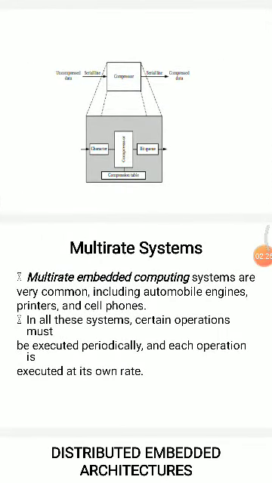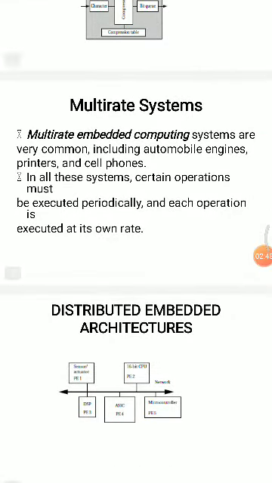Then what is meant by multi-rate systems? As usual, an embedded system should be a multi-rate system. Multi-rate systems are common, including automobile engines, printers and cell phones. In all these systems, certain operations must be executed periodically, and each operation is executed at its own rate. An example of a multi-rate system is the engine control unit. The engine control unit will have all the peripherals essential to run it, like the oxygen sensor and other engine control unit sensors.